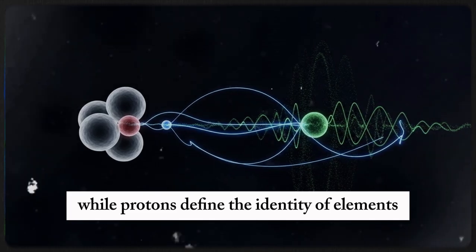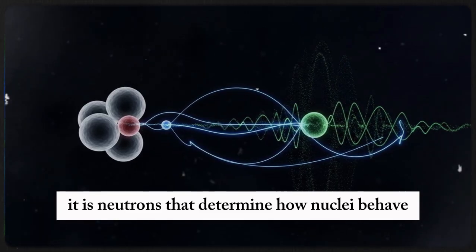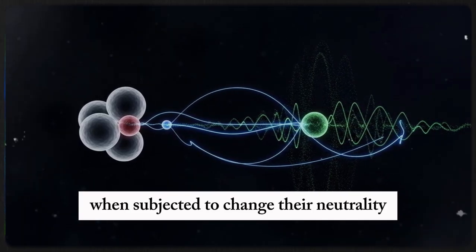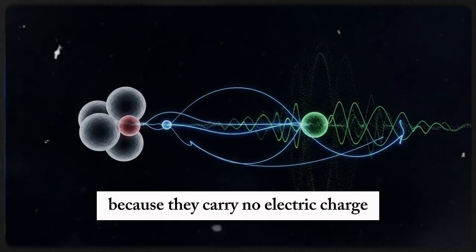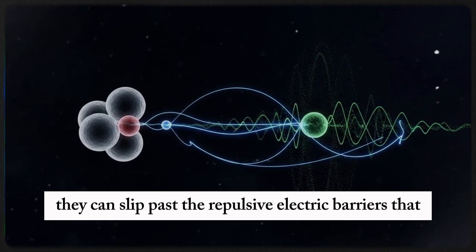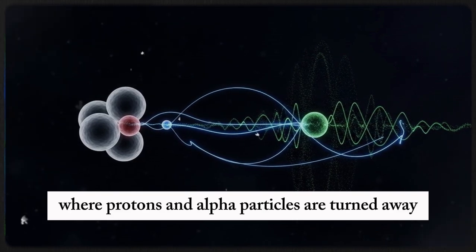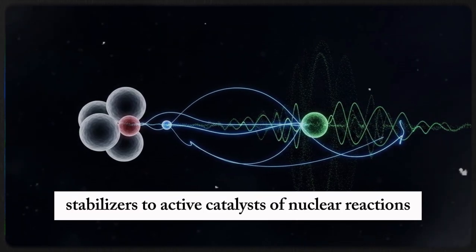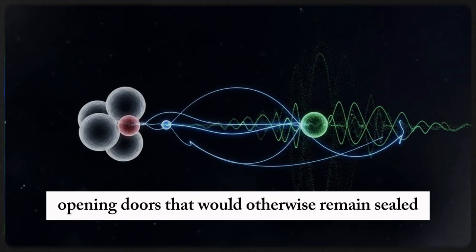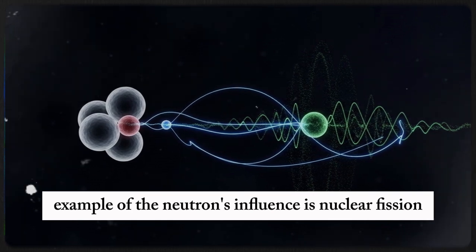The neutron, silent and uncharged, is the unseen key to the most powerful transformations known in nature. While protons define the identity of elements and electrons govern their chemistry, it is neutrons that determine how nuclei behave when subjected to change. Their neutrality makes them extraordinary agents of transformation. Because they carry no electric charge, they can slip past the repulsive electric barriers that protect the nucleus from incoming charged particles. Where protons and alpha particles are turned away, neutrons walk straight in. This quality elevates them from passive stabilizers to active catalysts of nuclear reactions, opening doors that would otherwise remain sealed. The most dramatic example of the neutron's influence is nuclear fission.